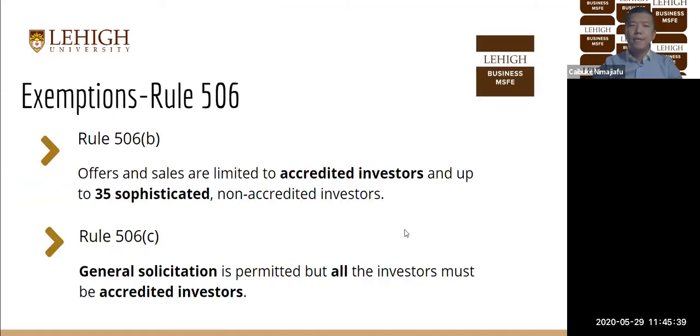Rule 506(c) is more strict on investors, but it permits general solicitation, which is not permitted in Rule 506(b).